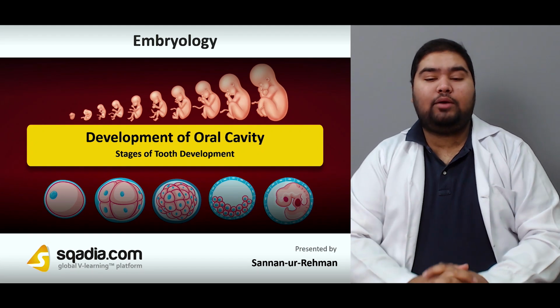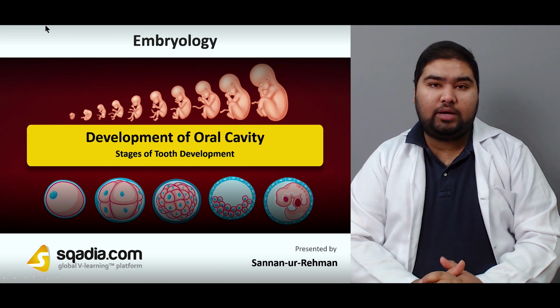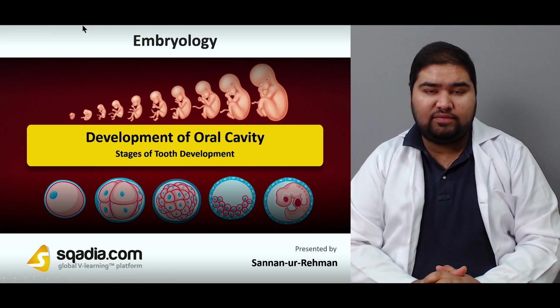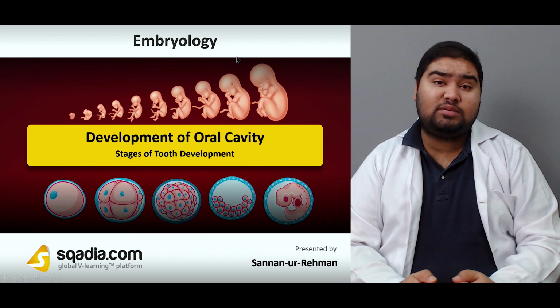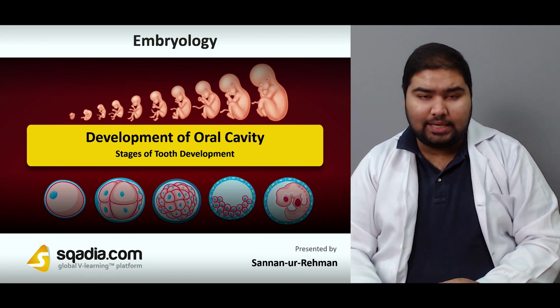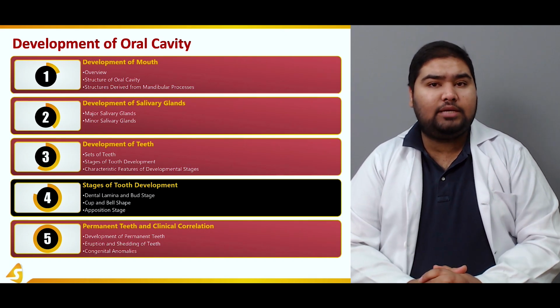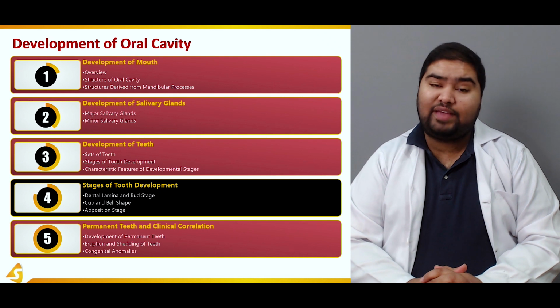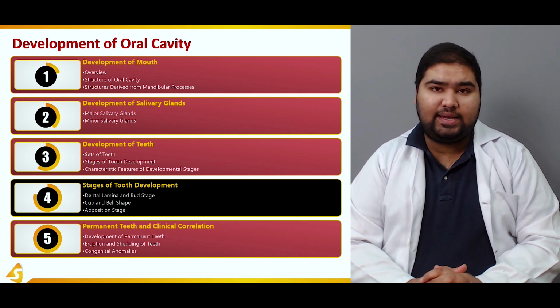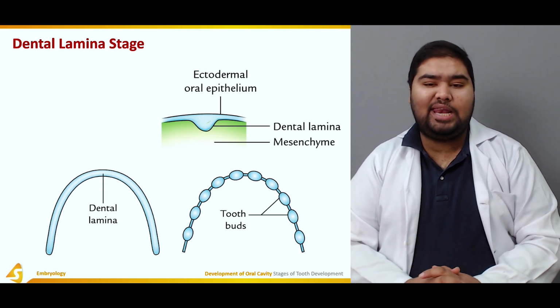So, welcome back. We're still talking about the development of the oral cavity, and now we are talking about the stages of tooth development. We saw these stages briefly in the previous section, and now we'll take up these stages in detail. So, the stages are the dental lamina and bud stage, then we have cap and bell stage, and finally the apposition stage.